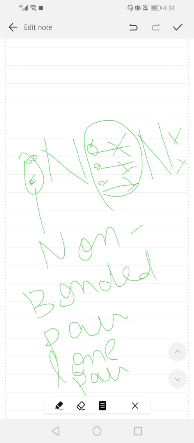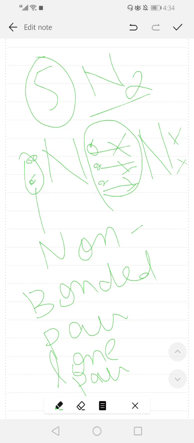Overall, there are 1, 2, 3, 4, 5 pairs of electrons present in a nitrogen molecule. Whenever the examiner asks how many pairs of electrons are present in a nitrogen molecule, you write 5. Out of 5 pairs, how many are bonded pairs? There are three bonding pairs. And how many non-bonding electron pairs? There are two non-bonding electron pairs in a nitrogen molecule.